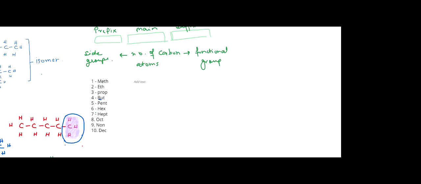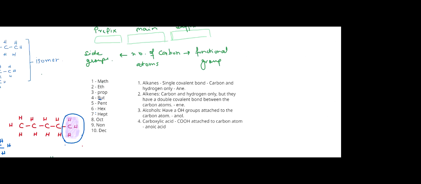Attached to the carbon atom, you will see a COOH group. If it has a COOH group, it is a carboxylic acid. The suffix for a carboxylic acid is "oic acid." If I have one carbon atom, it becomes methanoic acid. If it has 2 carbon atoms, it becomes ethanoic acid, then propanoic acid, butanoic acid, and so on. Now, this is your functional group.